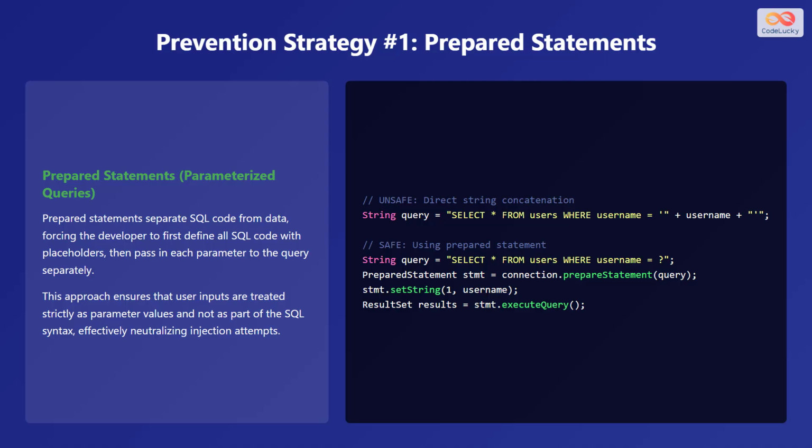Here is an example. The top code block shows unsafe direct string concatenation to build a SQL query. The bottom code block shows how to use prepared statements. The query is defined with a question mark as a placeholder for the username. Then, a prepared statement object is created. The username is set as the first parameter in the statement. Finally, the query is executed.